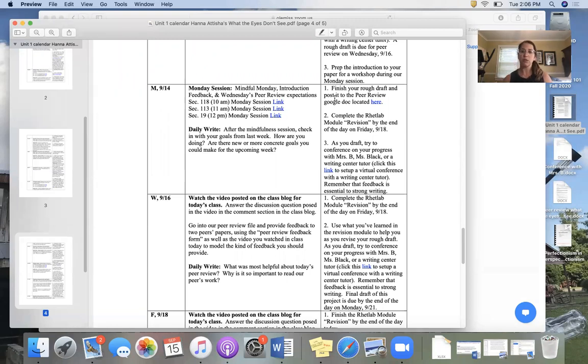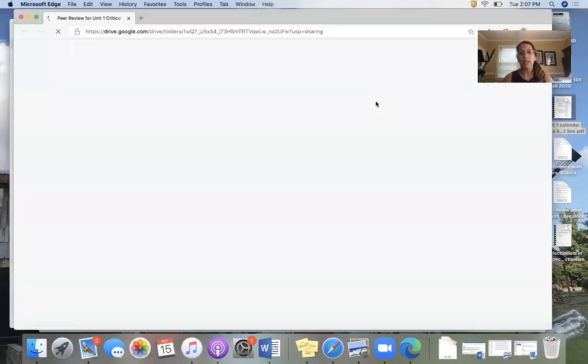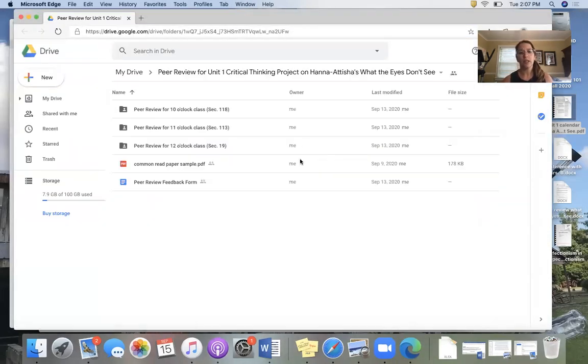The homework was to finish your rough draft and post it to the peer review Google Doc located here. When you click in here, it'll take you to our class's peer review folder. You're going to see folders for all three classes. So we have one for the 10 o'clock, 11 o'clock, and 12 o'clock class. You'll want to go into the folder for your own class. Okay, so you're going to be reviewing your own classmates' work.